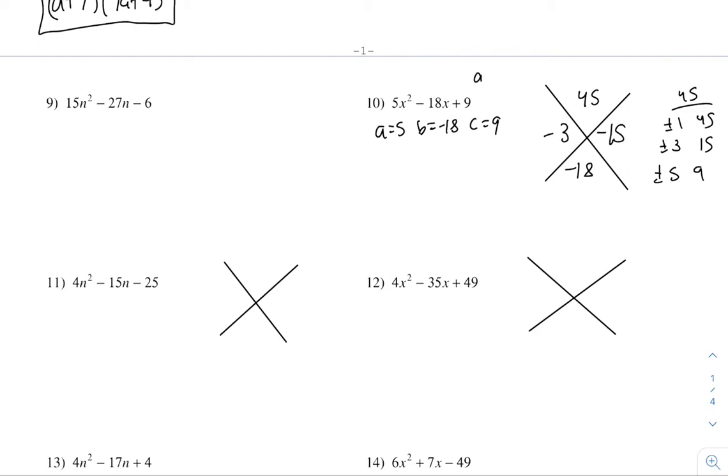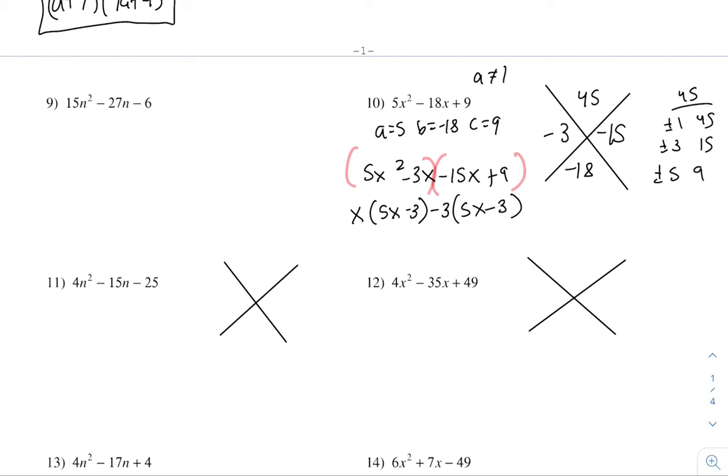So A is not equal to 1, which means we have to write the first term, last term, and then put the ones we found in the X method in the middle. So group them. From the first set of parentheses, you can only factor out an x, so we get 5x minus 3. And from the second set of parentheses, you can factor out a negative 3. So factor out a negative 3. Negative 15 divided by negative 3, 5x. Negative 3 divided by 9, negative 3. Now we can factor out a 5x minus 3 from both of them, so we get x minus 3 and 5x minus 3.